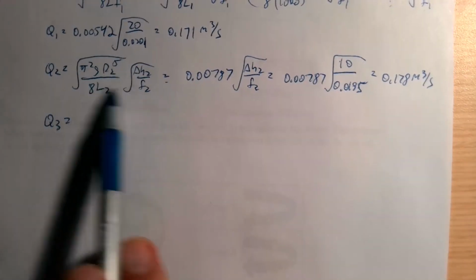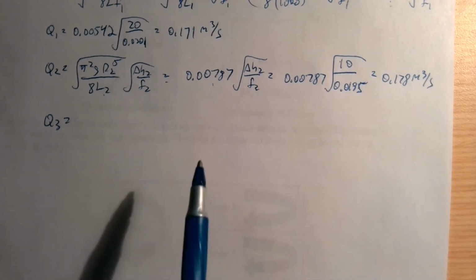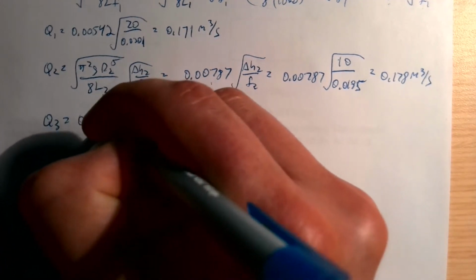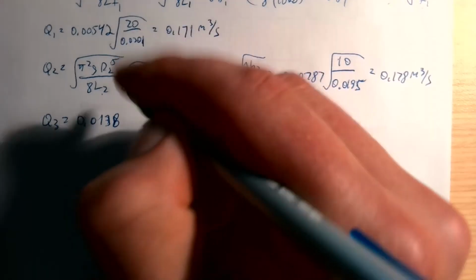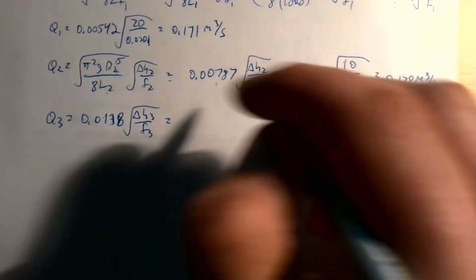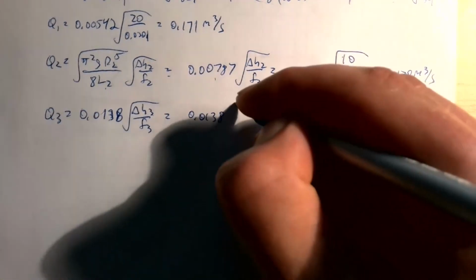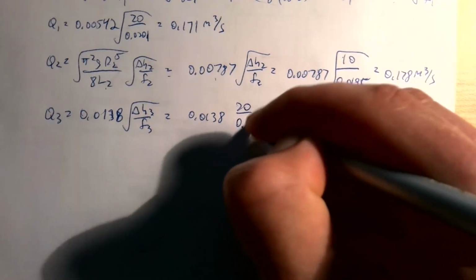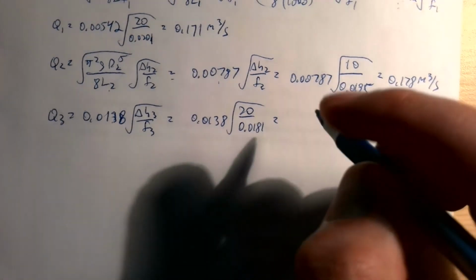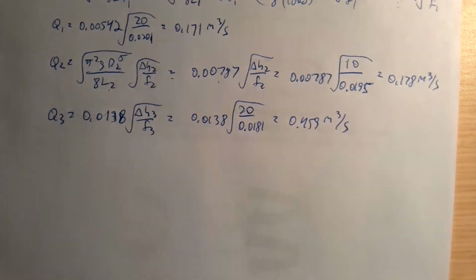Q3 likewise with D3 and L3, I get a number here, and that is 0.0138 times delta H3 over F3 square rooted. So that comes out to be 0.0138 times 20 over 0.0181, which comes out to be 0.459 cubic meters per second.